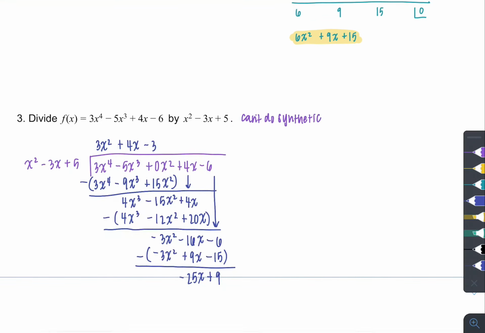So the way that we would write our answer is 3x squared plus 4x minus 3. And then our remainder is negative 25x plus 9 over x squared minus 3x plus 5. We just add that on there. Okay, so that is our final answer.